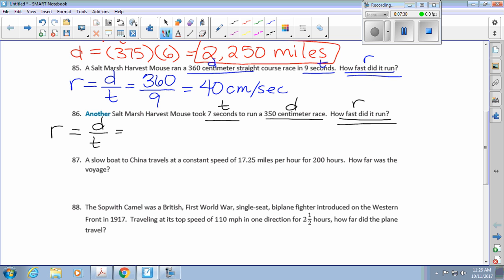Very good. So 350 over or divided by 7 is what? What's 350 divided by 7? 50. Yep, 50. And what unit would I have? Who can tell me that? What unit? Cam? 50 centimeters per second. Very good. Centimeters per second.